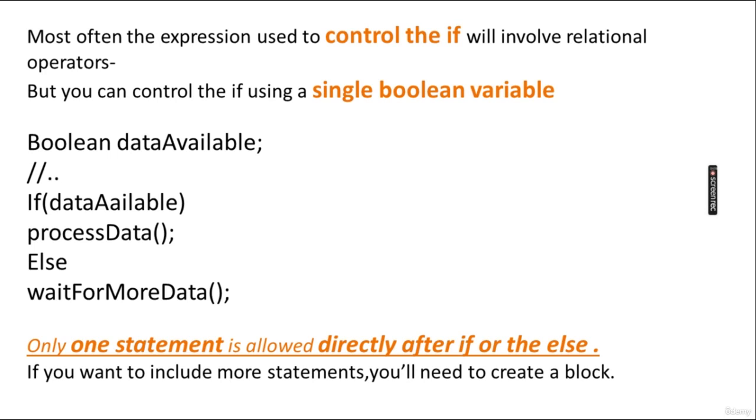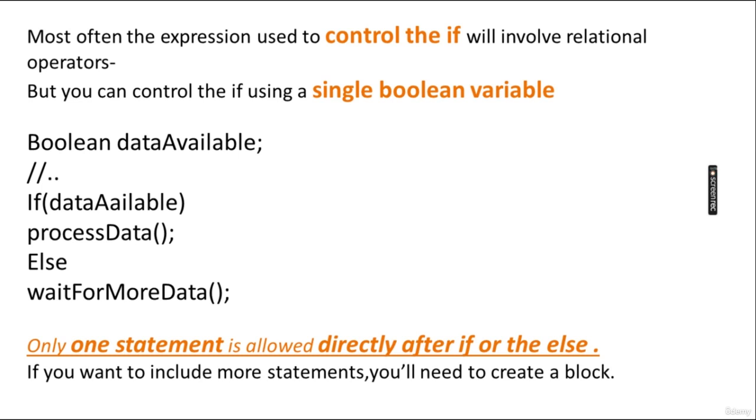You can also control the if using a single boolean variable. So you can specify a single boolean variable which contains true or false, not 0 or 1 like in C and C++, which we have already seen. So for example, boolean dataAvailable. If data is available, that is if the dataAvailable value is true, process the data, else wait for more data. If data is not available, I will wait for more data to come in.